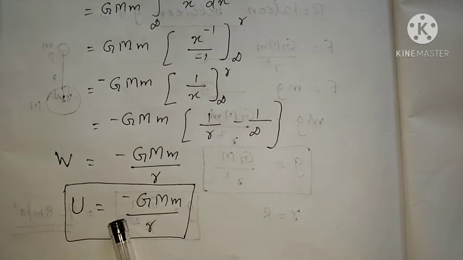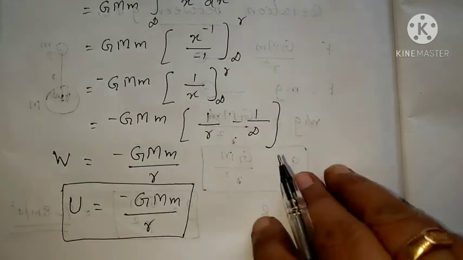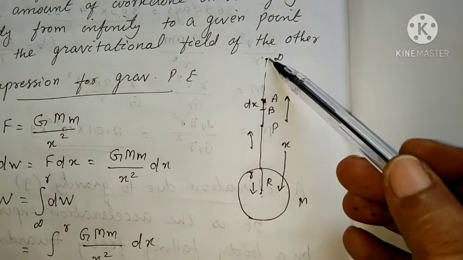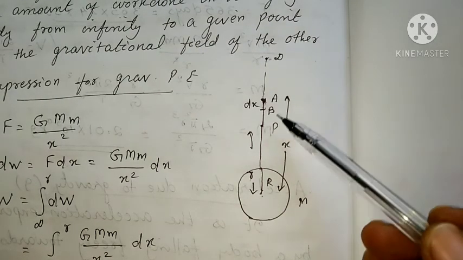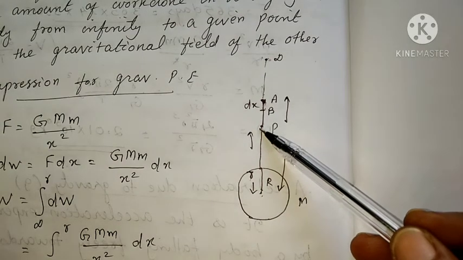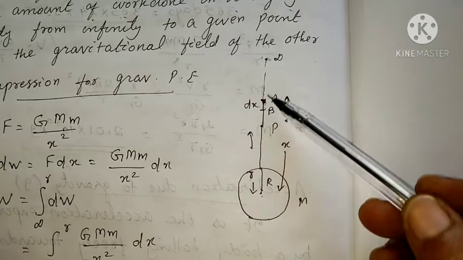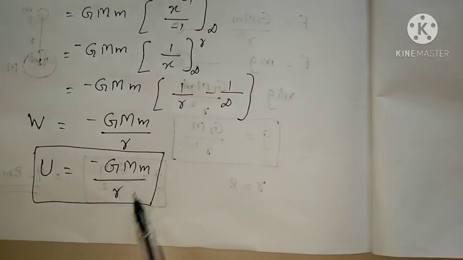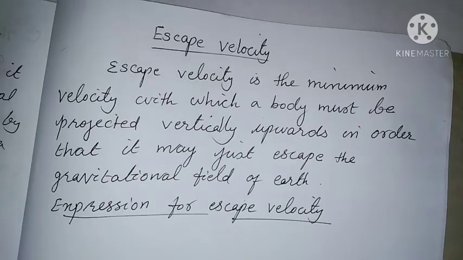Here the negative sign indicates that the potential energy is due to the gravitational attraction between the earth and the body. When the body is brought from infinity to a distance r, the work is done by the gravitational force of attraction. So this is the expression for the gravitational potential energy, once again U equal to minus GMm by r. Clear?